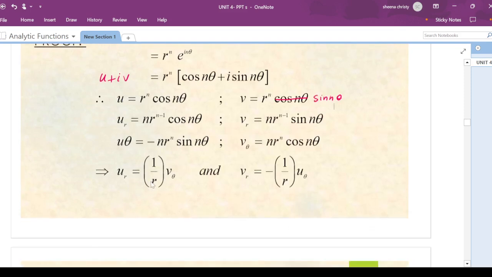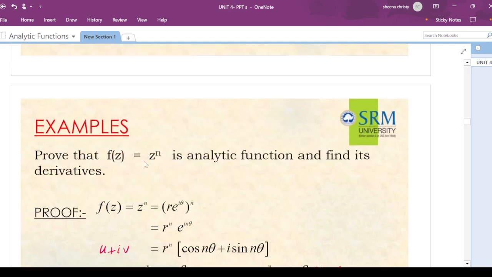Now, you can check the polar form: u r equal to 1 by r into v theta and v r equal to minus 1 by r into u theta. So, this is equal to 1 by r times v theta and this is equal to minus 1 by r into u theta. You can observe that it is getting satisfied. Therefore, we can say that f of z equal to z power n is an analytic function.